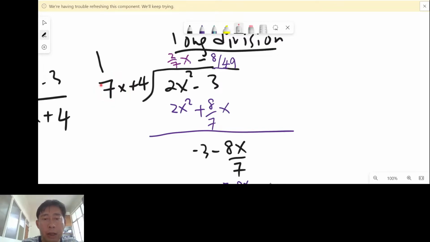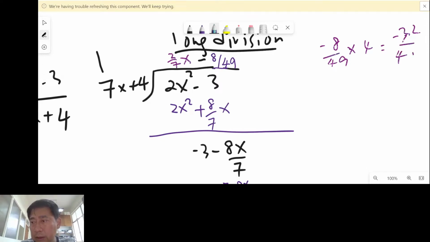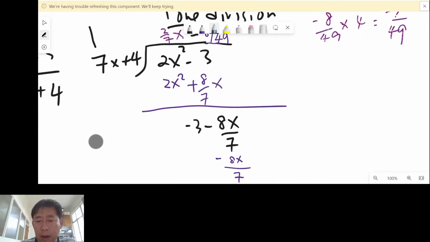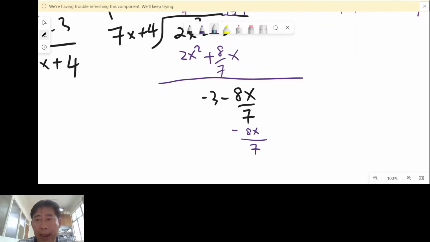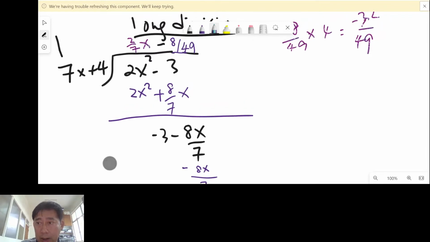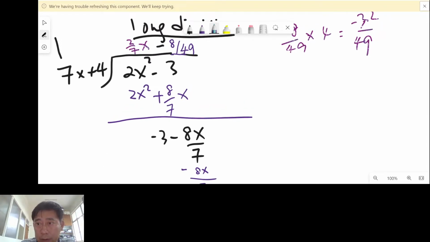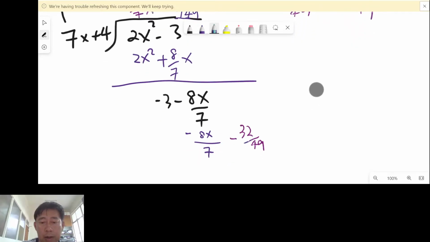Okay, so then this number will have to multiply with 4. So that would result in a number of minus 8 over 49 times 4. So that will give me minus 32 over 49. Looks like a very complicated number, but anyway, I'll write this in, and then this is a number of minus 32 over 49.